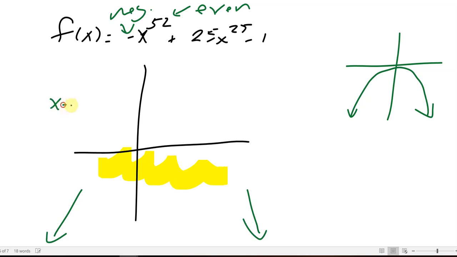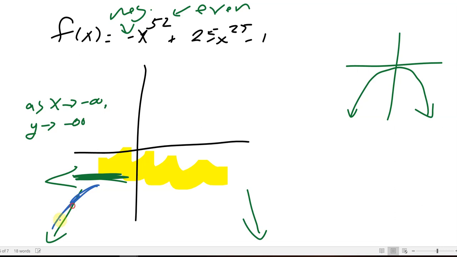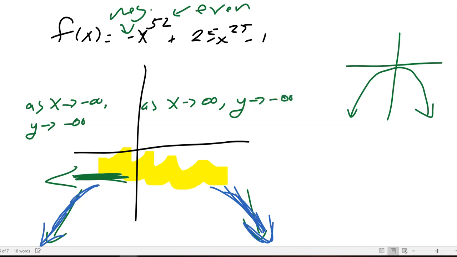But on this left-hand side, as x goes to negative infinity, so we're headed out this direction, the graph keeps getting lower and lower. So as x heads to negative infinity, y is approaching negative infinity as well, because the further you go out, the further down this graph goes. Same thing on the other side. The further you go out this way, the further down that graph goes, because that's what the little arrow tells us. So in this case, as x approaches positive infinity, y is going to approach negative infinity there as well. So that's what we're talking about with the end behaviors.